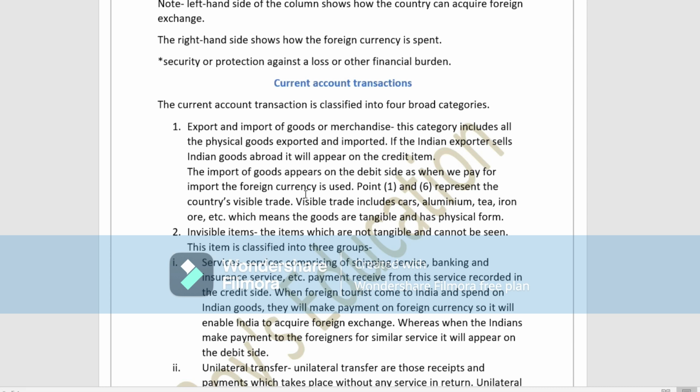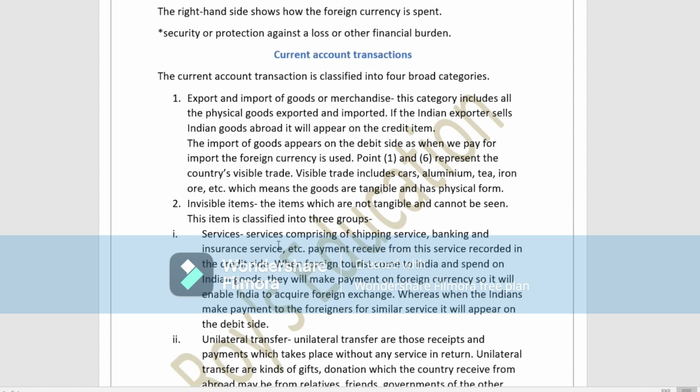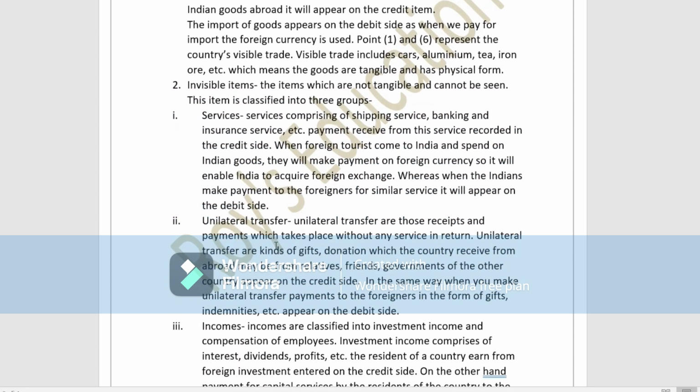And invisible trade means services, which are not seen. Visible is what? It is seen, it is tangible, it has some physical form. An invisible item is what? We cannot see the item. Here, this is services. Services may be shipping services, banking services, insurance services. Payments received for the services are recorded on the credit side. So when we are receiving any payment, it will be on the credit side.